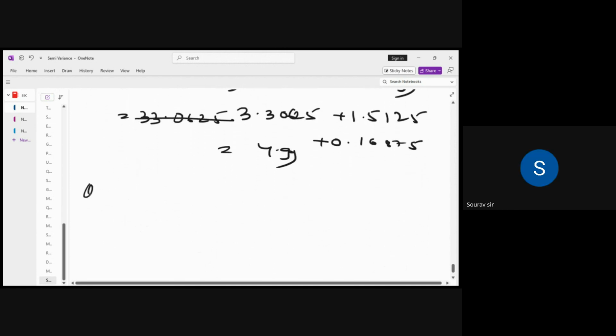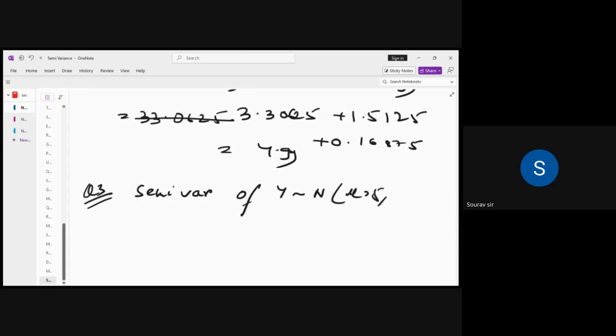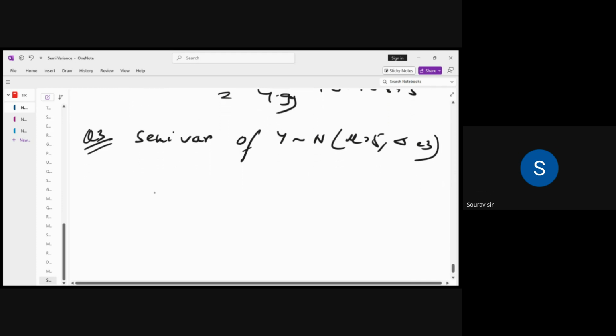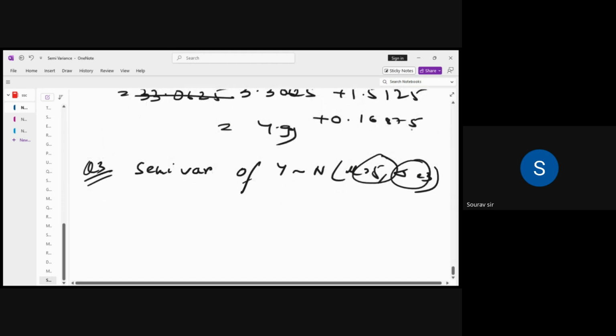We have to calculate the semi-variance of y given mu as 5 and this as 3. So how will I calculate? The semi-variance for y given 5, 3 is 0. But this result seems incorrect due to a numerical issue. Why? Because we have to do it with the semi-variance formula.